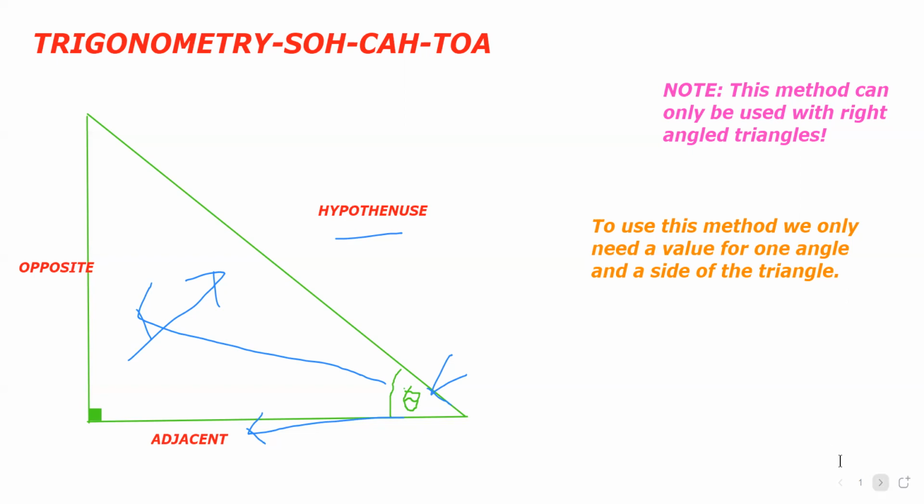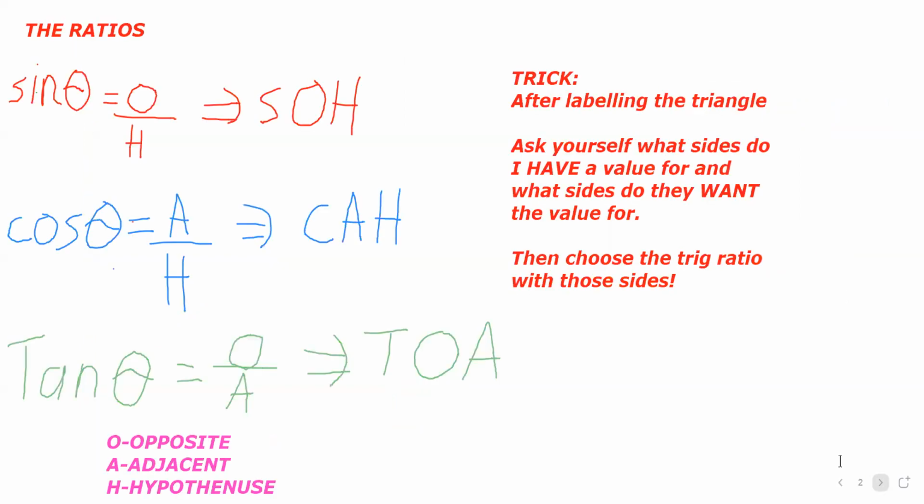Alright, so let's get into some more. These are the ratios. The first ratio is sine theta, which involves the opposite and the hypotenuse. The other one is cos theta, which involves the adjacent and the hypotenuse. And the other one is tan theta, which involves the opposite and the adjacent side. So: SOH, CAH, TOA. O is the opposite, A is the adjacent, and H is the hypotenuse.